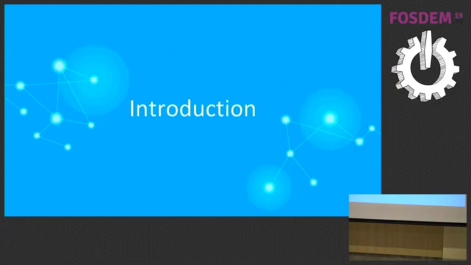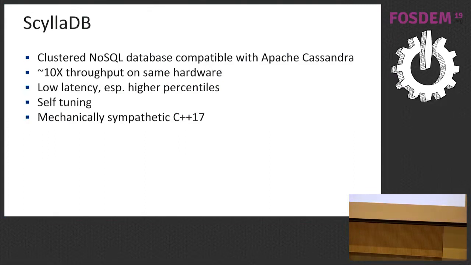So before we go into Raft, how many of you are familiar with Scylla? All right, so not that many, so I'll start by going over a brief introduction. Scylla is a NoSQL database compatible with Apache Cassandra. We implement the same APIs, and we use the same file formats. We are, however, much faster. We have 10 times the throughput at much lower latencies, especially the higher percentiles.